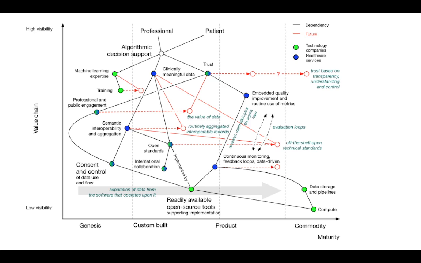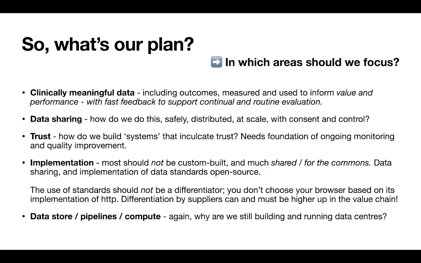And so that's what we've got in this diagram here, which shows the change over time. So building trust based on transparency, and separating the data from the software that operates upon it through the use of readily available open source tools and libraries. They're the aspects that we need to be focusing on if we're going to deliver this for patients and citizens. So it's all about fast feedback. How do we do it? Safely distributed at scale with consent and control.